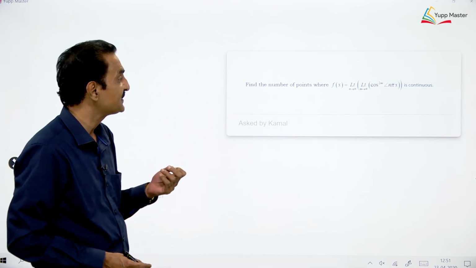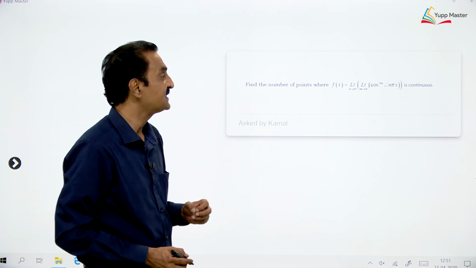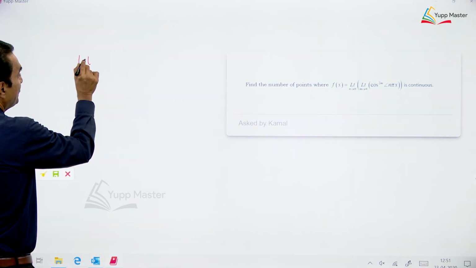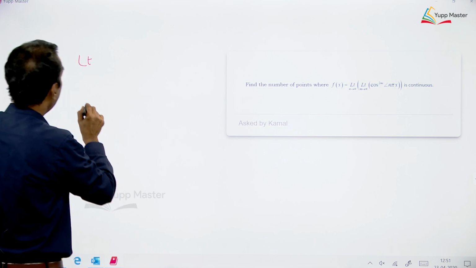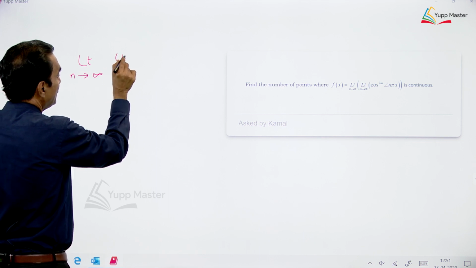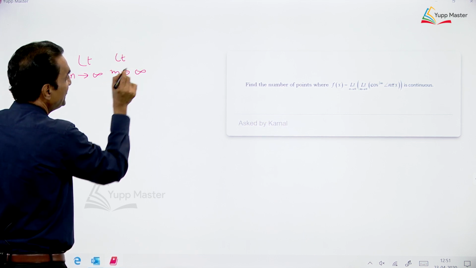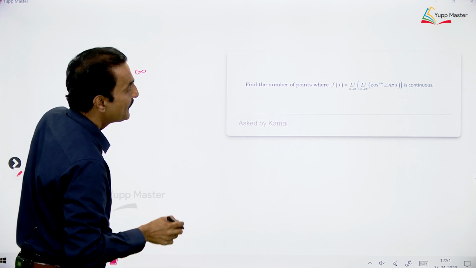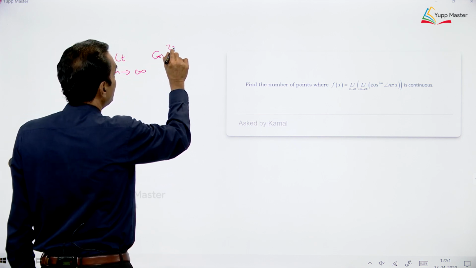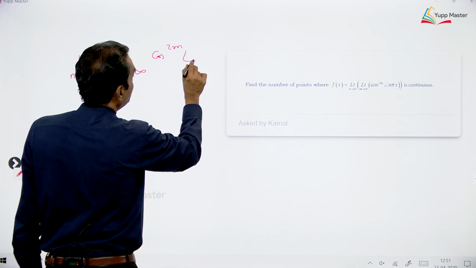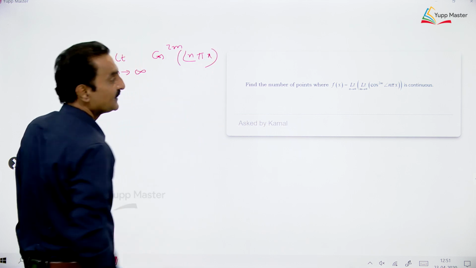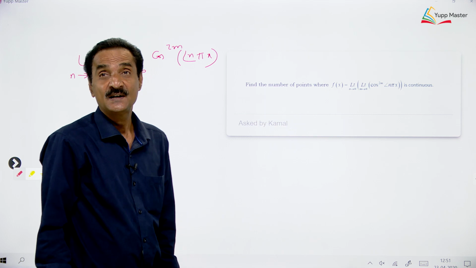Find the number of points where f of x is equal to limit n tends to infinity, limit m tends to infinity, cos power 2m of n factorial pi x. Number of points where it is continuous.